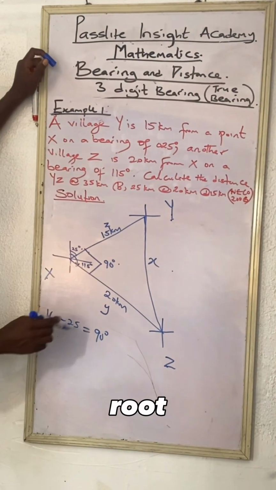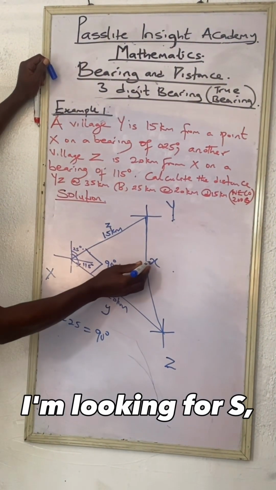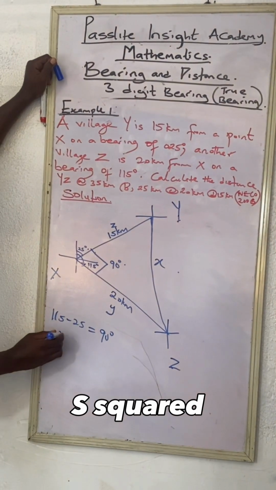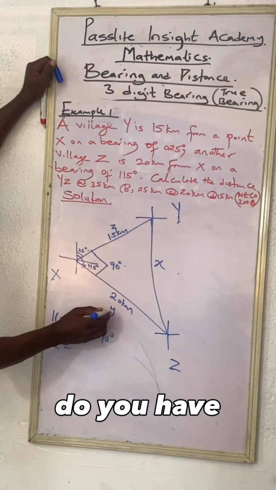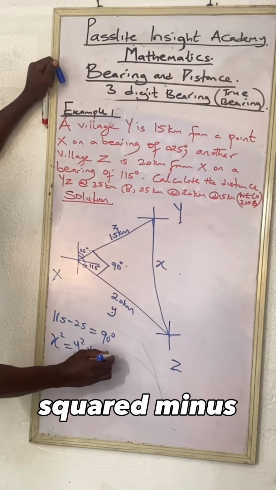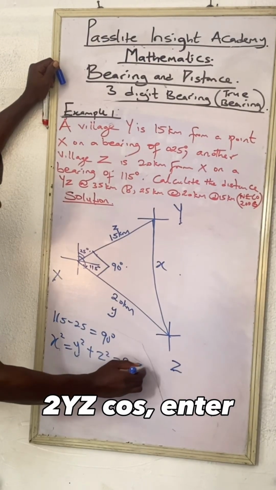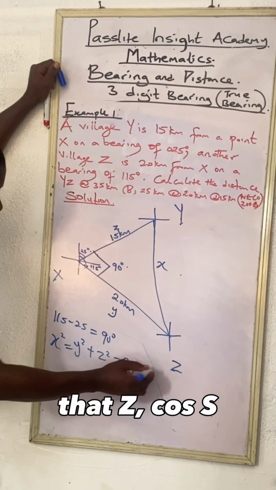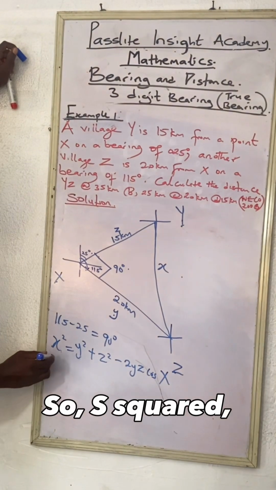So let's use the cosine rule. What is the cosine rule? I'm looking for S squared. S squared is equal to Y squared plus Z squared minus 2YZ cos S. That is the cosine rule.